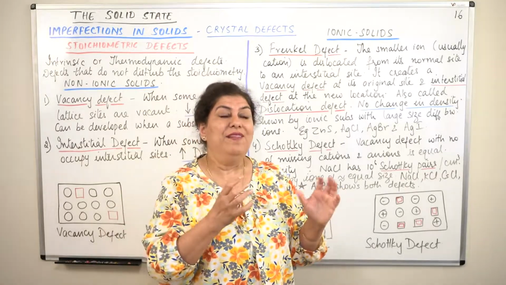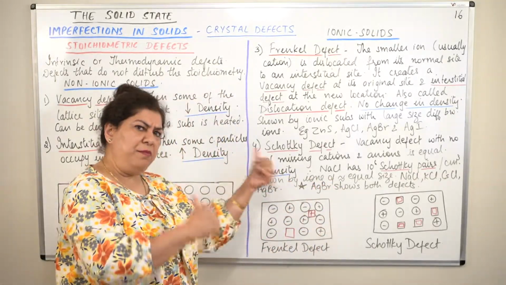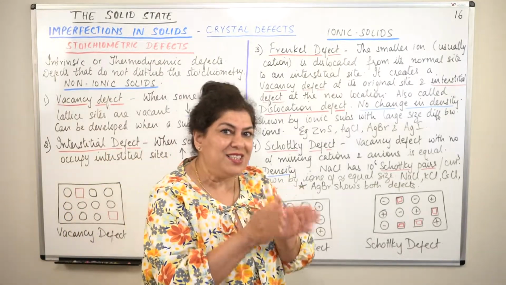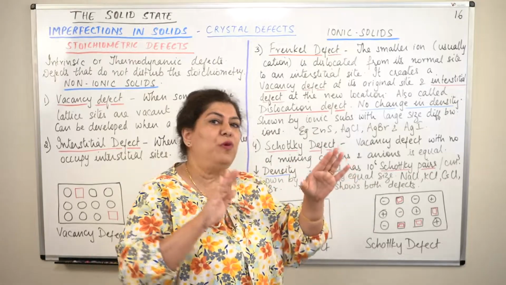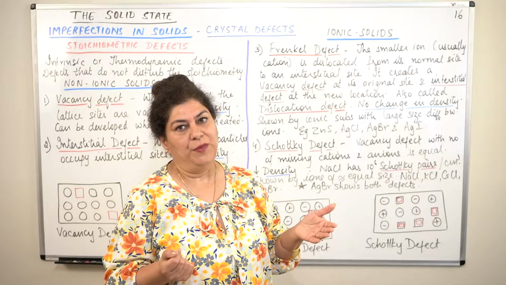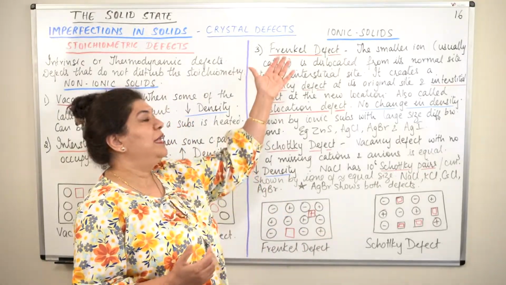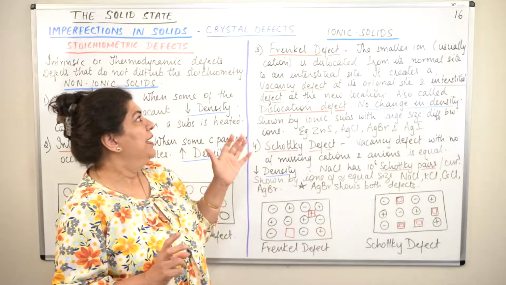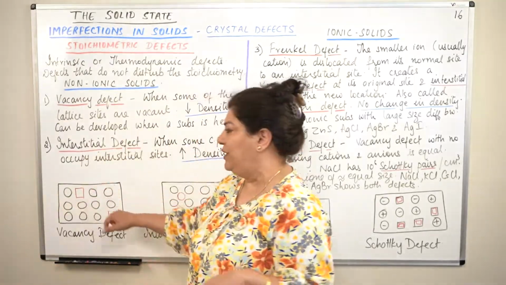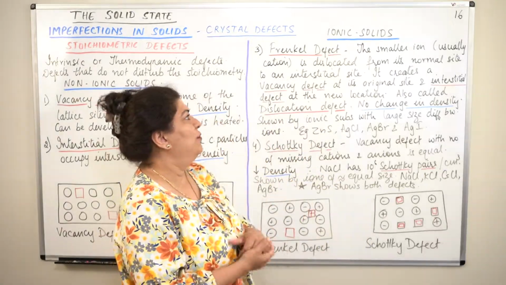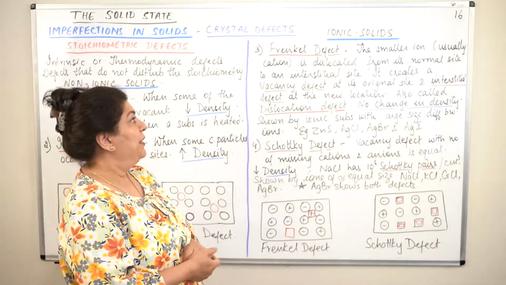That is why when you see the same defects, they have to adjust, or the defect has to exist in such a way that the number of positive and negative charges are equal in the ionic solid. So these defects are known by the names of Frenkel Defect and Schottky Defect. Frenkel Defect is a kind of a combination of both of these defects. Let us see what happens in Frenkel Defect.